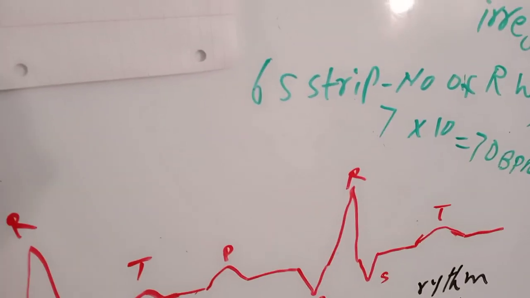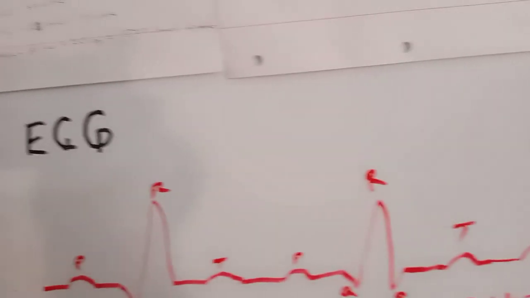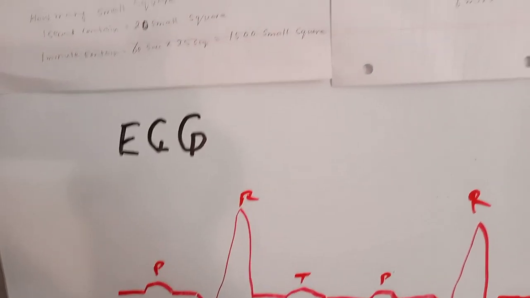So these are the 3 formulas to calculate the heart rate and to calculate the rhythm, whether the rhythm is regular or irregular. Thank you.